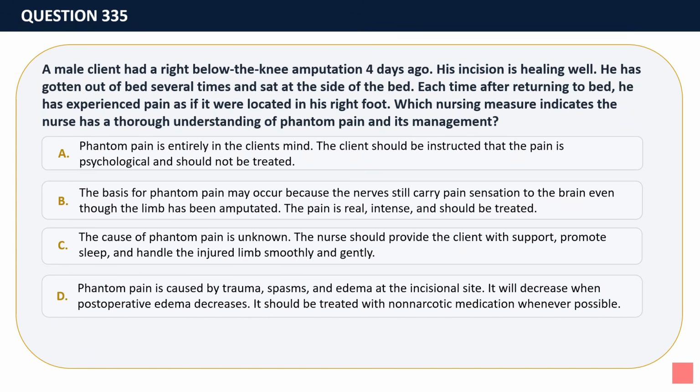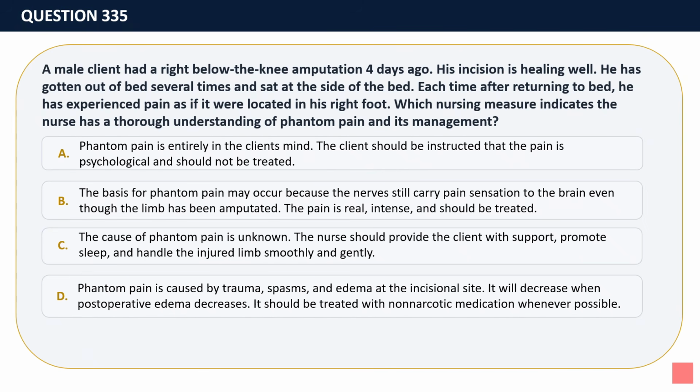A. Phantom pain is entirely in the client's mind. The client should be instructed that the pain is psychological and should not be treated. B. The basis for phantom pain may occur because the nerves still carry pain sensation to the brain even though the limb has been amputated. The pain is real, intense, and should be treated.